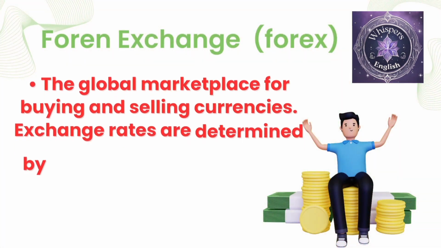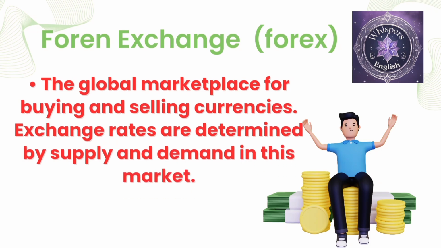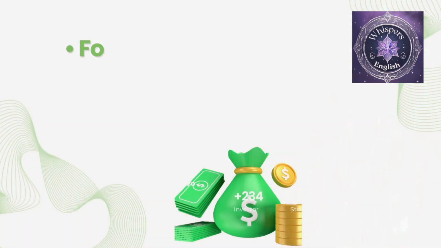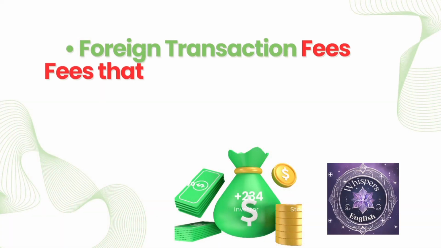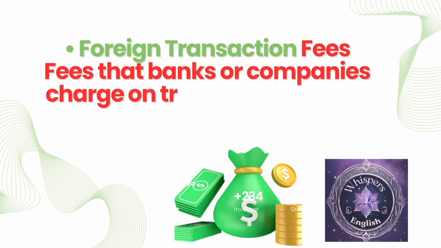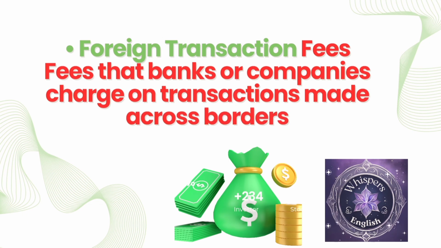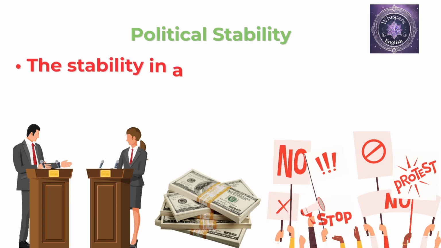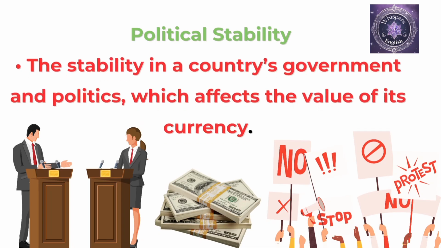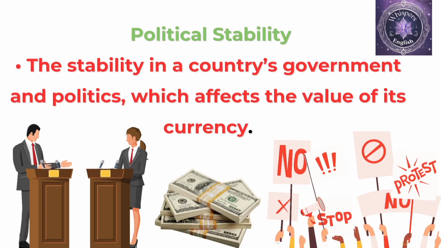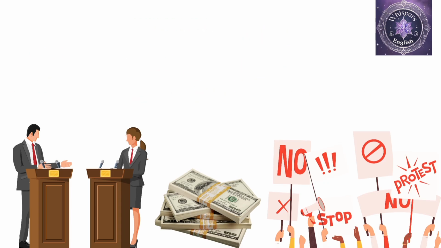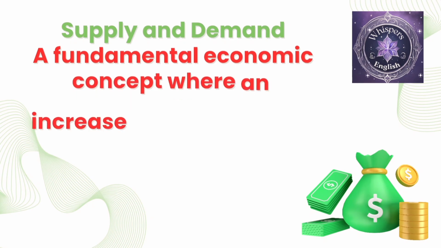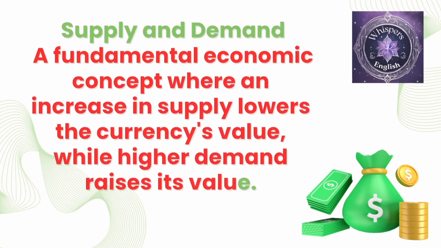Foreign exchange. The global marketplace for buying and selling currencies. Exchange rates are determined by supply and demand in this market. Foreign transaction fees. Fees that banks or companies charge on transactions made across borders. Political stability. The stability in a country's government and politics, which affects the value of its currency. Supply and demand. A fundamental economic concept where an increase in supply lowers the currency's value, while higher demand raises its value.